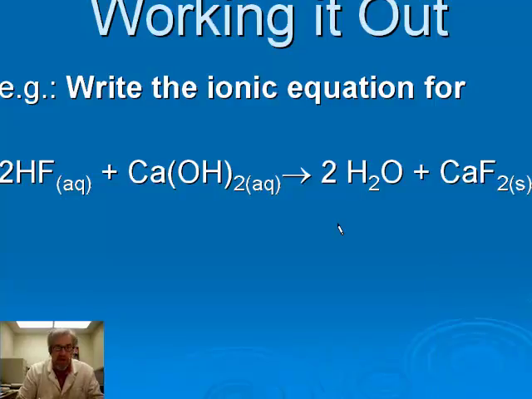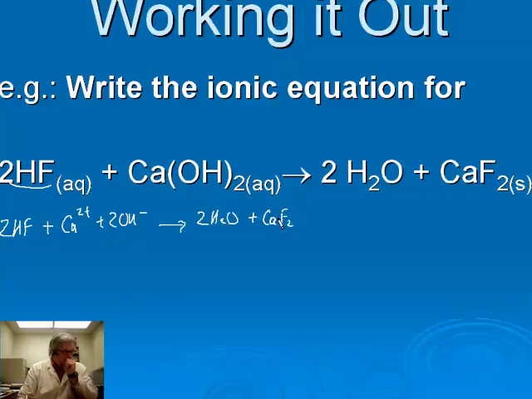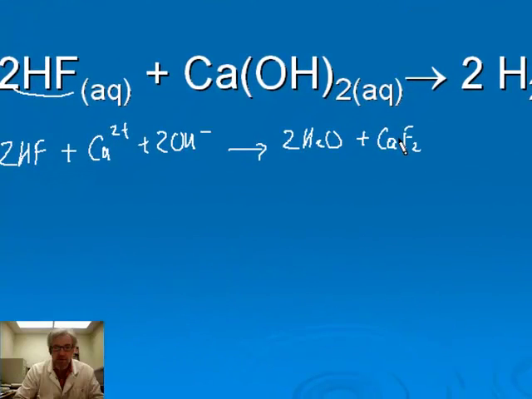HF is not one of our 6 strong acids, so I have to keep this together. So on the left-hand side, I would still have 2HF plus, well, calcium hydroxide is a soluble, aqueous compound, and so Ca2 plus and 2 OH minuses is how I'd show that split up as ions. On the right-hand side, I have water, which I cannot split up because it's a molecule and not a strong acid. Calcium fluoride is also not something I can split up because it's not soluble. So there's the ionic equation for this reaction.